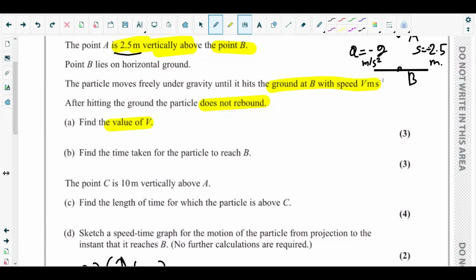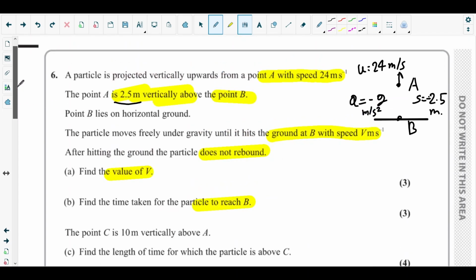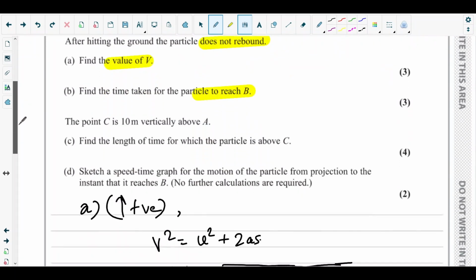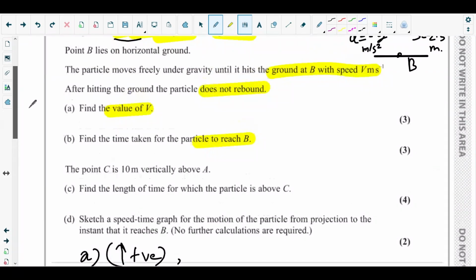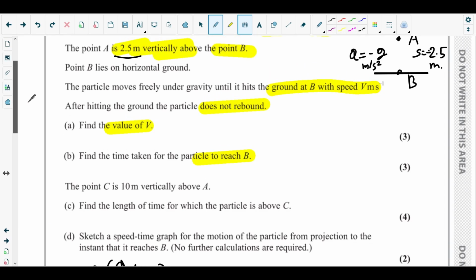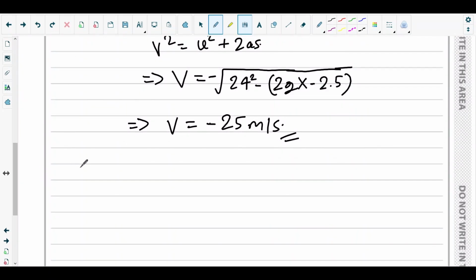Next is part B. In part B, they are asking to find the time taken for the particle to reach B. That means the total journey time, the time required for the projected particle to reach the ground. To find the journey time, we know the acceleration, the initial velocity, the displacement, and the final velocity also. So we will consider the velocity and acceleration to be straightforward. We are not considering anything complex.